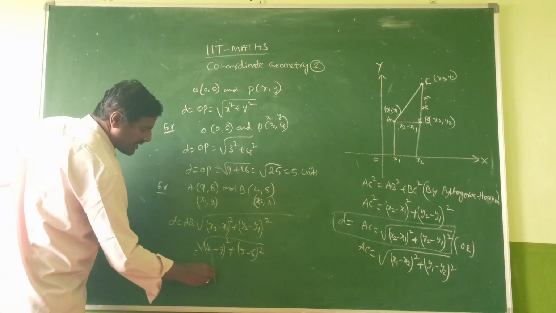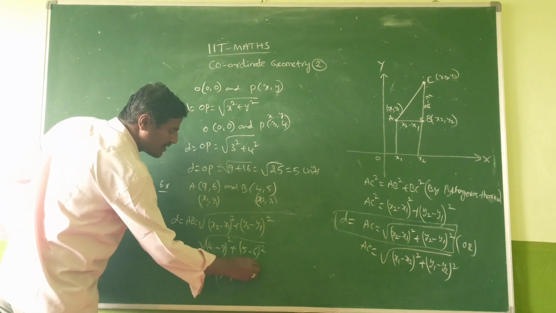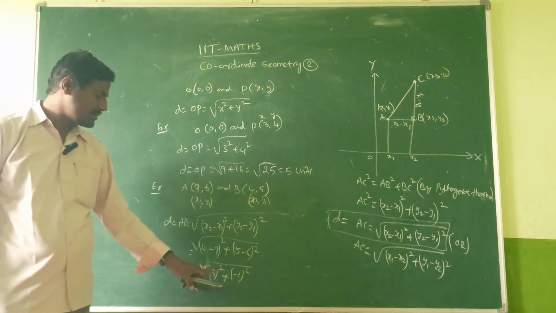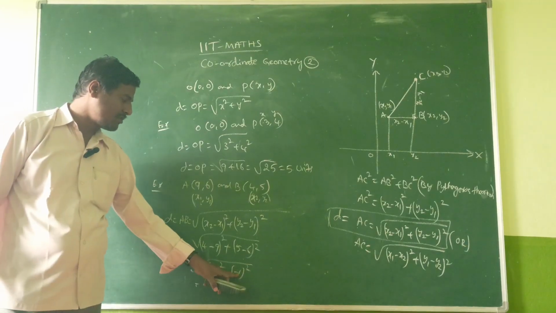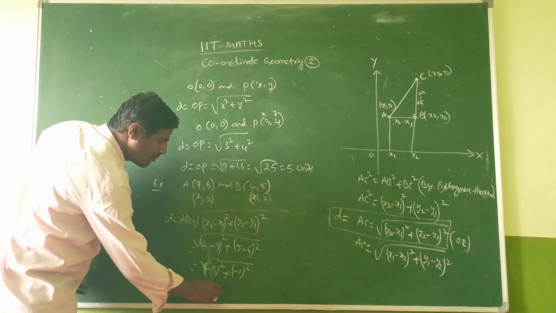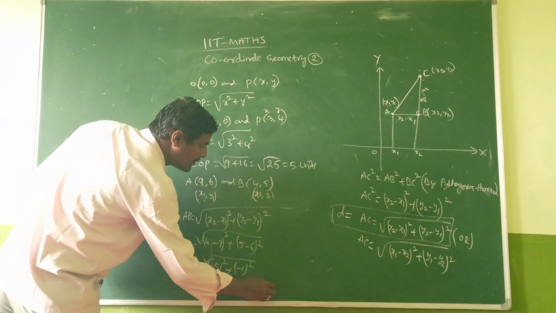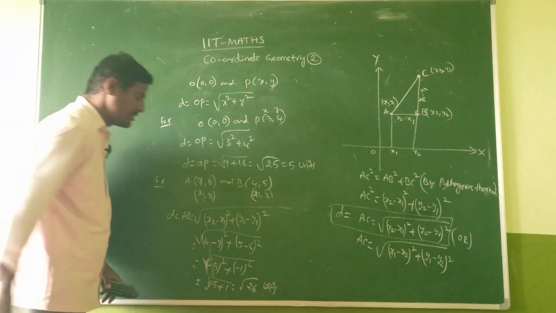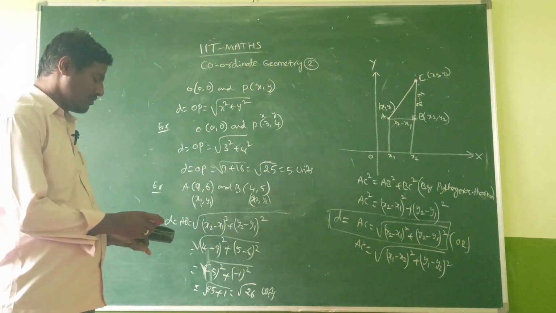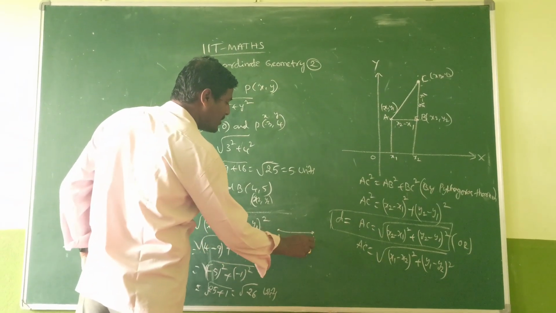So (4 minus 5) squared plus (9 minus 5) squared... (5 minus 6), minus 1 whole square. So this is minus 5 whole square, minus into minus is positive; minus 1 whole square, minus into minus is positive. That's why you can take 25 plus 1. So 26 units. This is the distance between the points from A to B. This is A, this is B.